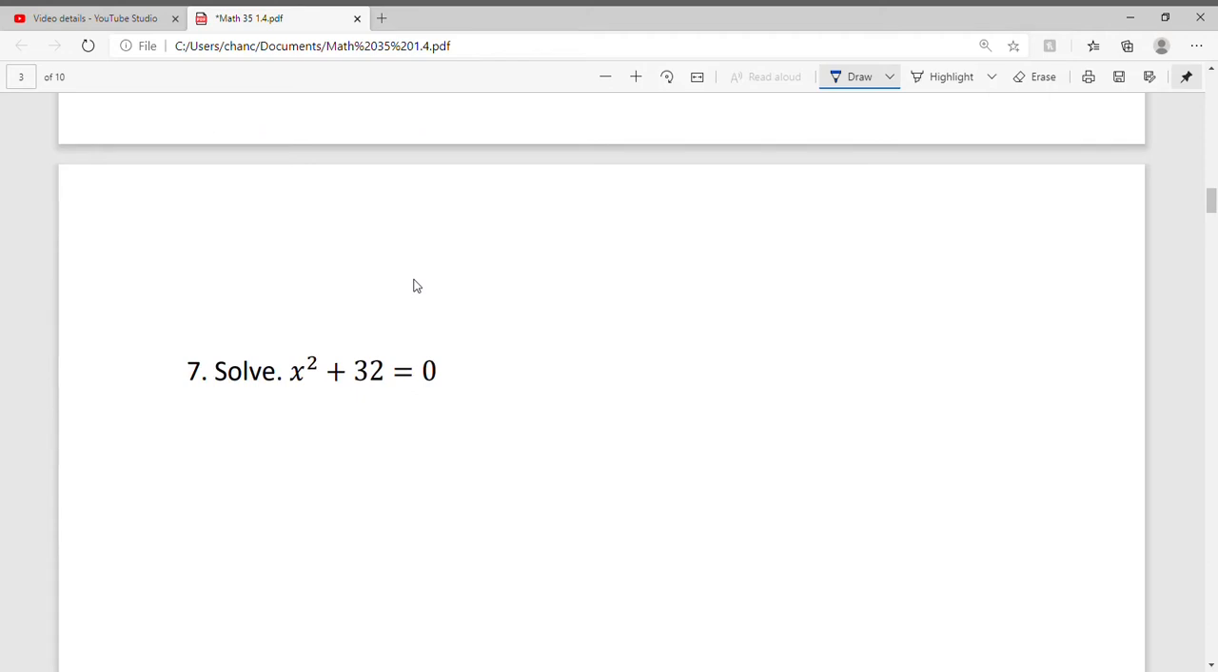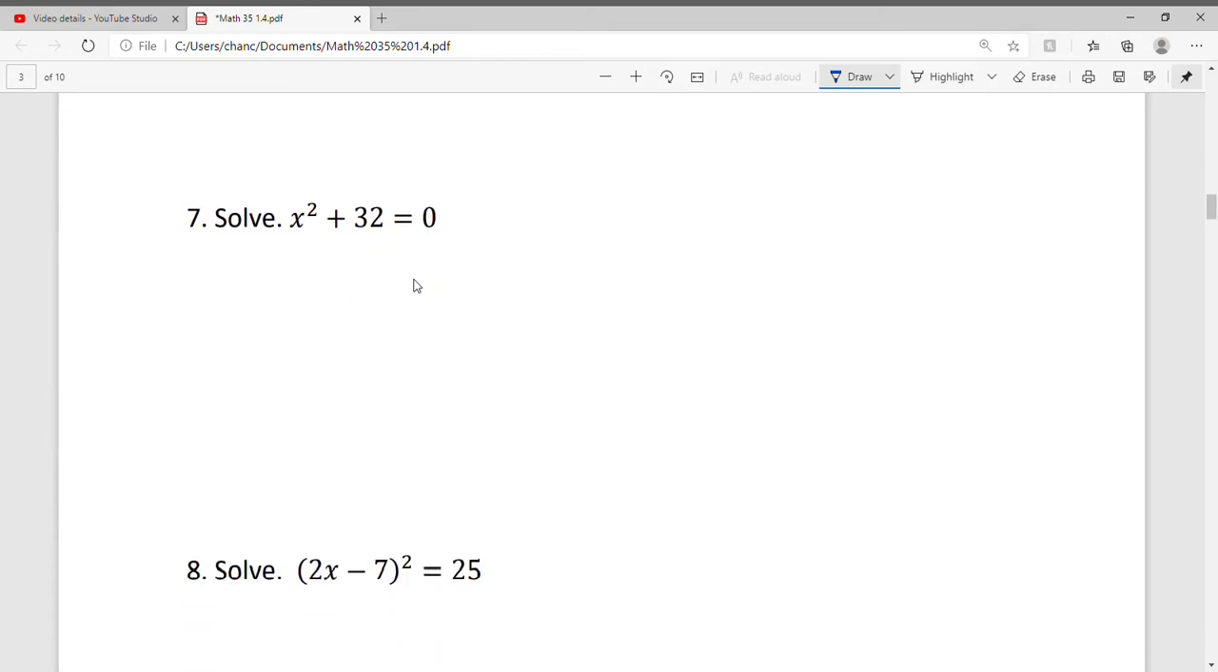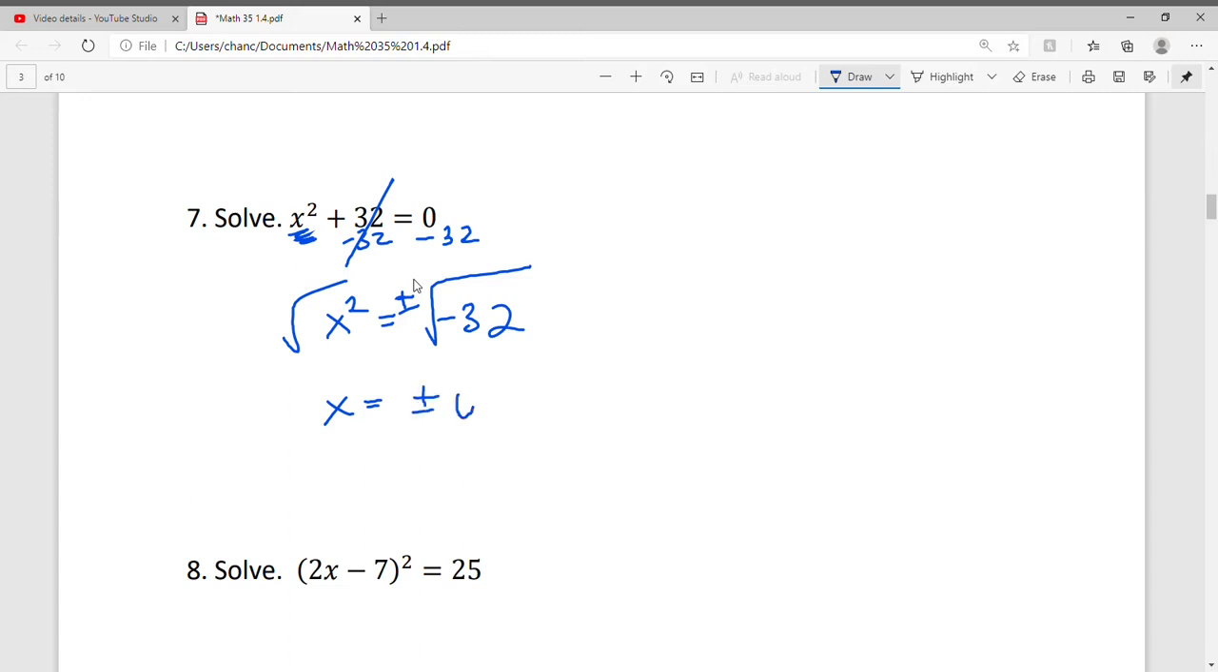Now for question 7, I want to, again, isolate the x squared term, so let's subtract 32 from both sides. x squared equals negative 32. And now we could do the same process. We can take the square root of both sides. Don't forget the plus or minus. Now I want you to try these problems on your own also. So pause the video anytime you feel like it. Try the problem on your own as well. So I'm going to take out the i here and then leave the 32 inside.